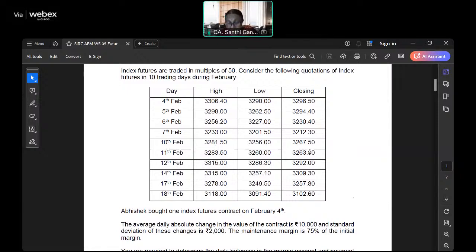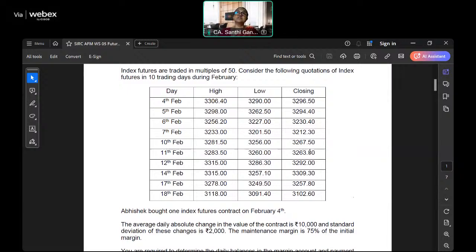We are looking at the high price, low price and closing price. There is no indication in the problem as to what price it was bought, so we will just take the closing price to be the price. Now we know that we need the initial margin and the maintenance margin.